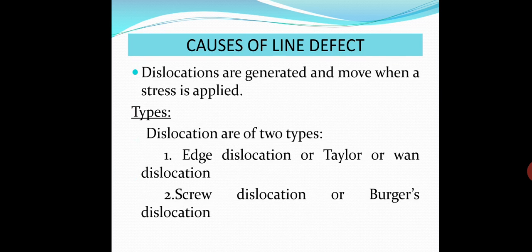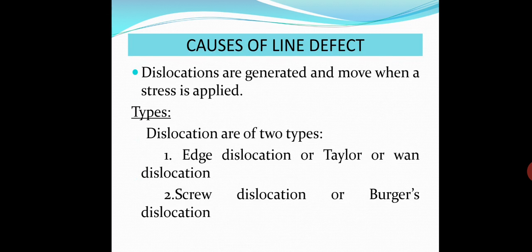So, what are the causes of line defect or dislocation? Dislocations are generated and move when a stress is applied. So, when a stress is applied, the crystal structure pattern is distorted at a particular point. If this disturbance occurs along a line, then that dislocation is known as line defect.